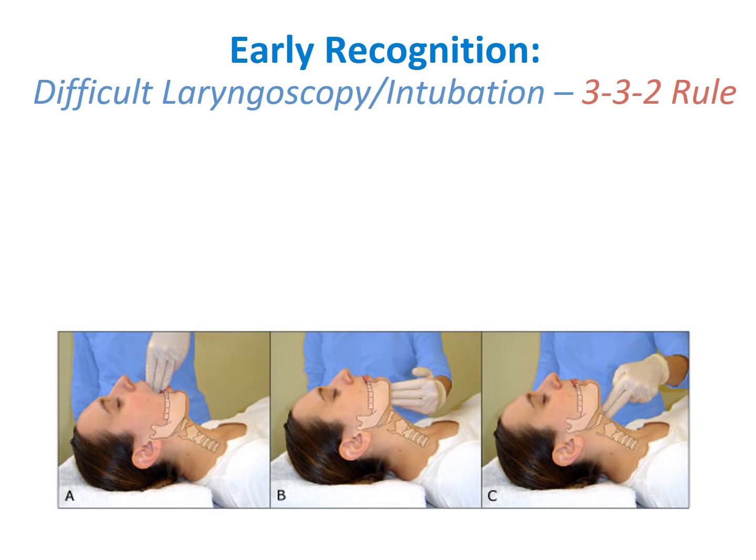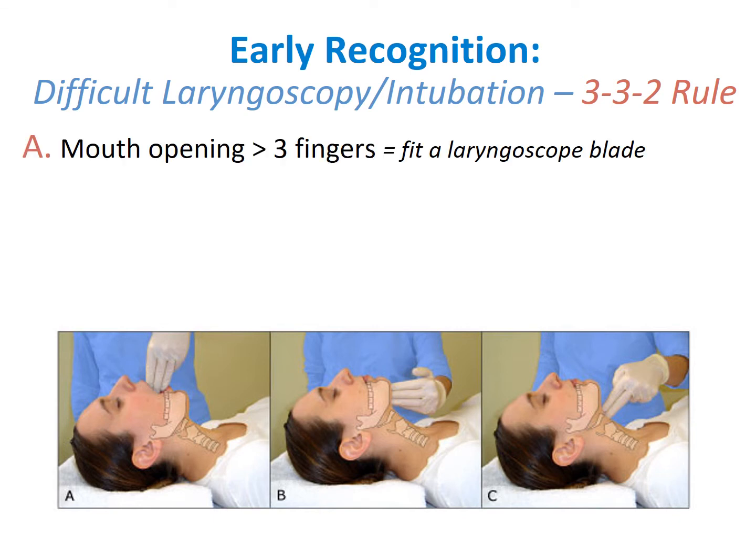So let's talk about the 332 rule. This is what we use in order to predict difficult laryngoscopy. So first slide on the bottom, you see A. I want to see with mouth opening, can I get 3 of my fingers in there? If I can, then I should be able to fit a standard laryngoscope blade in and probably be able to get a glide scope blade in. Everyone defaults to glide scope. It's a good thing. But if you'll notice, the profile of that is actually a little bit bigger. So you need to be able to get that into the mouth.